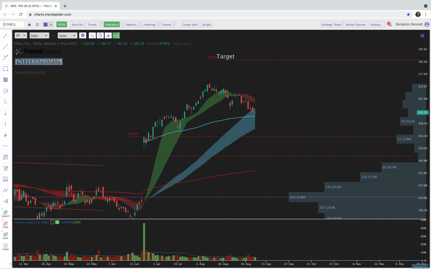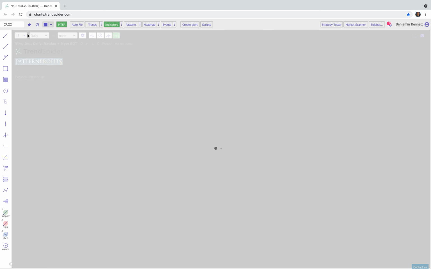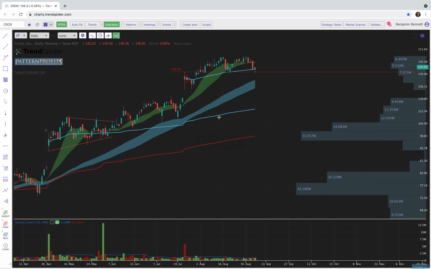Similarly, same group and very similar setup is Crocs. Looks very similar. Anchored VWAP from off of the power earnings gap. You also have a pivot there, 136.50, closed just above that. Put in a hammer on Friday. It'll probably move similar to Nike, so see if they both make the turn here.